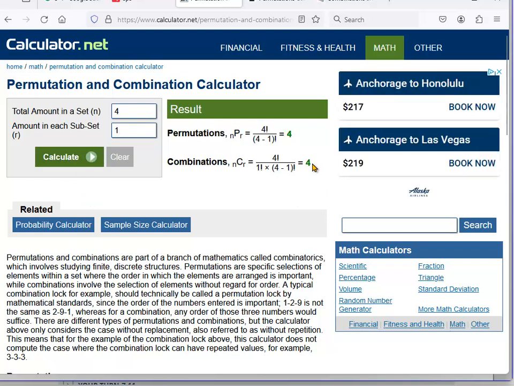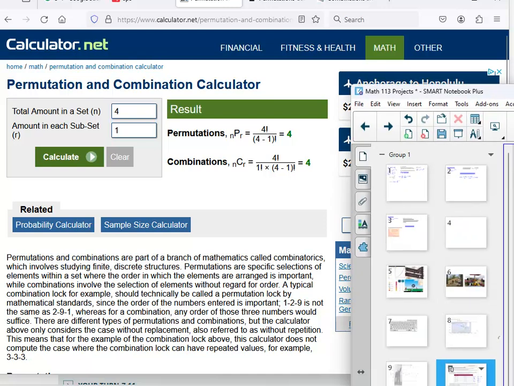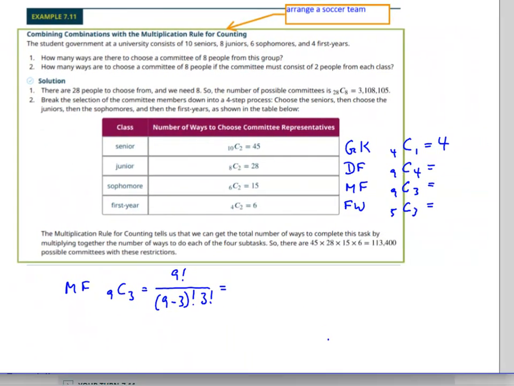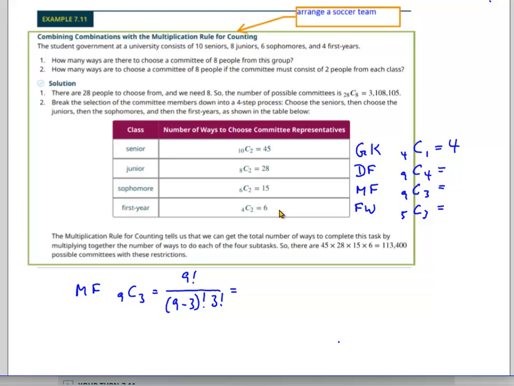Did I say 1 combination earlier? Hopefully I said 4, didn't I? Let's see. Oh, I grabbed the wrong one here. Yes, I did say 4 earlier. There it is.